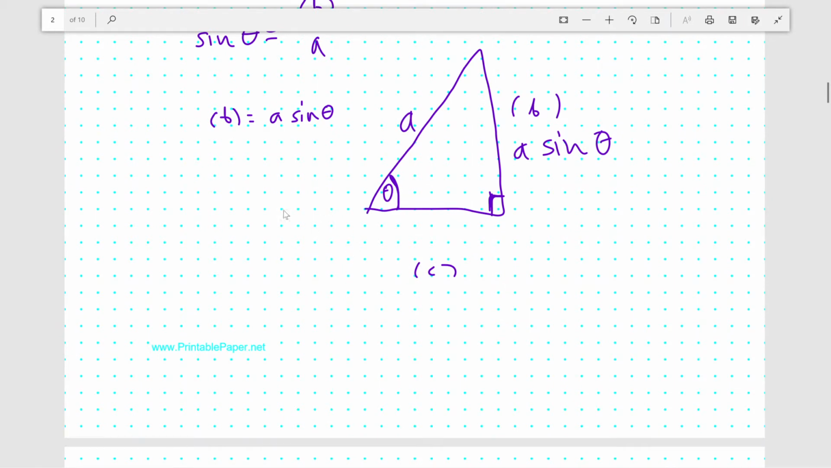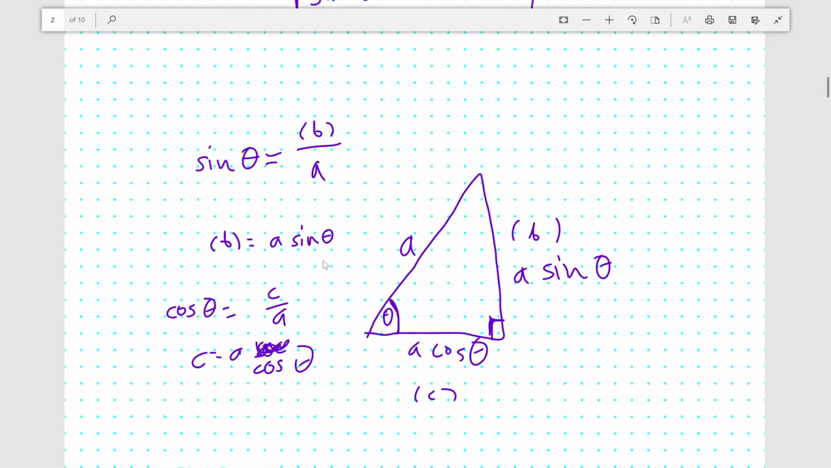And the same kind of principle applies when we're looking to find the side length C. So we know that cosine is the adjacent side, C, over the hypotenuse, A. So since cosine theta is going to be C over A, C must be A cos theta. And now we have a right angle triangle where the hypotenuse is A and one angle is labeled theta. The two sides are going to be A cos theta and A sine theta.